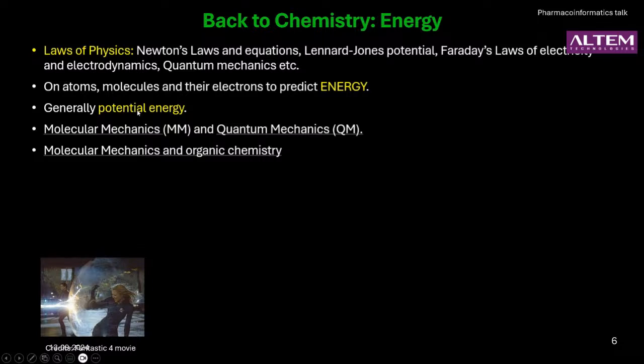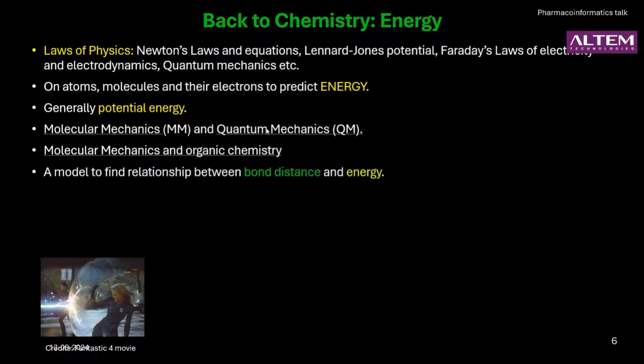So, the type of energy we are mostly interested in chemistry is potential energy, because energy is of two types, kinetic and potential. But in chemistry, mostly we are interested in potential energy. Broadly, there are two ways of calculating potential energy: molecular mechanics and quantum mechanics. And molecular mechanics is widely used in organic chemistry.